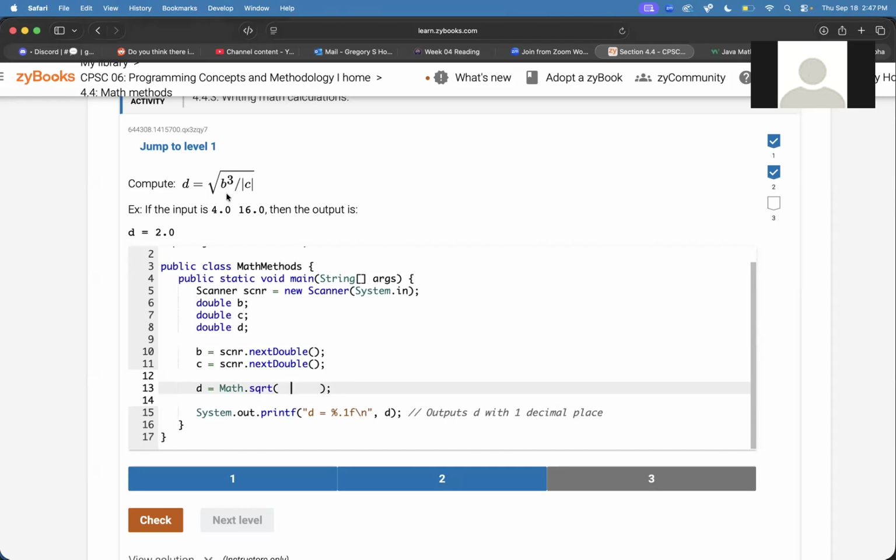Well, on top, there's b cubed. Easiest way to do that is b times b times b. That's the easiest way to do b cubed. But if you want to use Math.pow, it'd be Math.pow b comma 3. There's b cubed. Then we're dividing. So we divide. And it's c, but it's actually the absolute value of c. So we have to put Math.abs c.